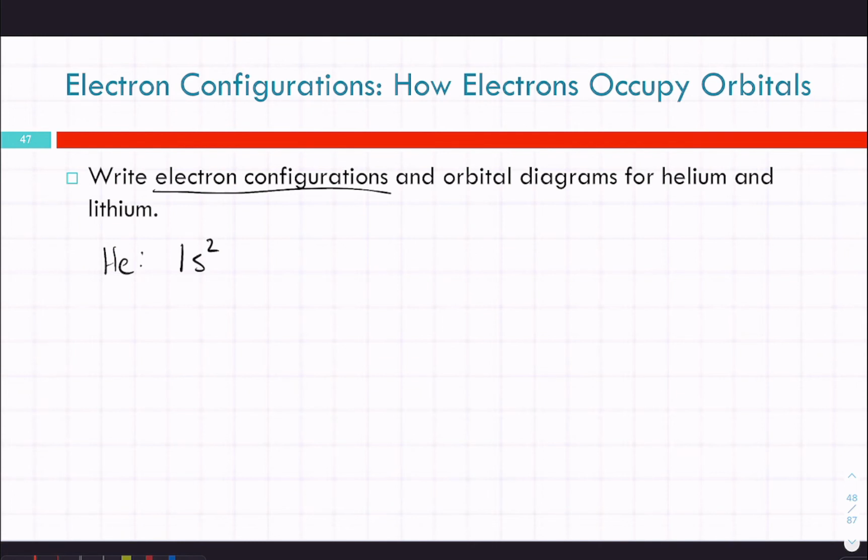So the orbital diagram for helium would be a box representing 1s. You could also represent it as just a line. So that's 1s, and then it has 2 electrons. I would accept either of those.